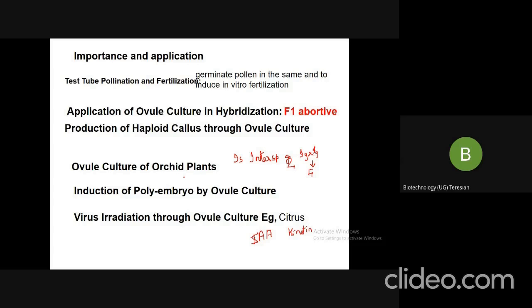So, virus eradication through ovule culture. It has been a nuisance, particularly for the people who are growing citrus plant varieties, because they are always being infected by the virus. In a variety of citrus, it's almost impossible to free them of the virus. But by using this ovule culture, it has been proved that we can develop the citrus plant which is free of virus. So that is a big breakthrough.